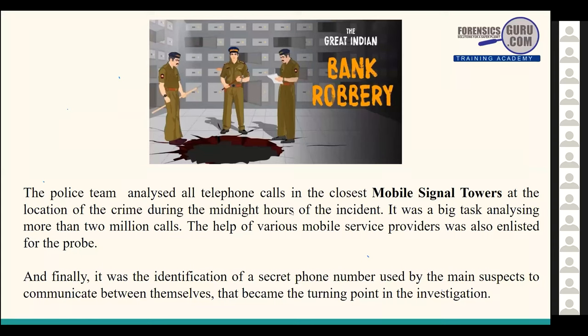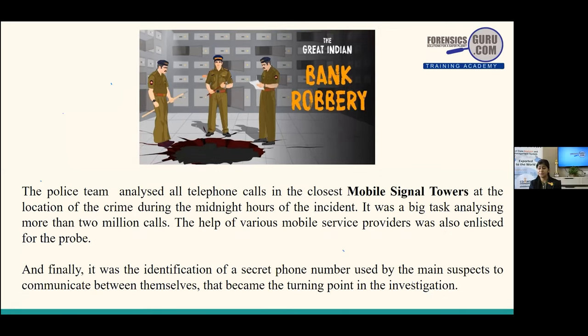the police team examined all the phone calls made through the nearest mobile signal tower, or cell tower, to the crime scene during the same night. And finally, they got to know about a secret phone number used by the major suspects of this crime to communicate among themselves. So there was one person who was trying to call another associate of theirs. This became a game changer in the investigation, and the robbers were finally caught.